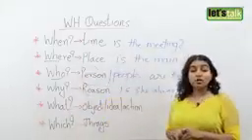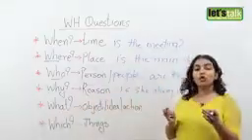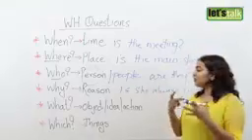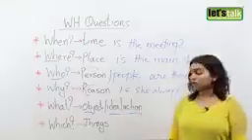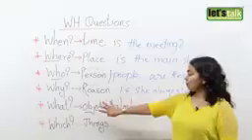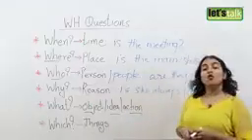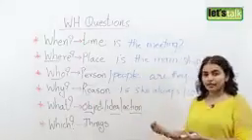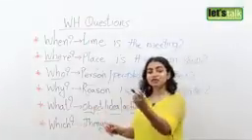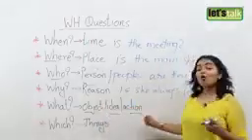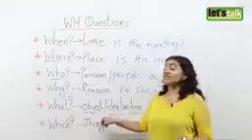Our next WH question is what. Now the question what always denotes or gives you information about an object, an idea, or an action. So let's deal with each of these parts one at a time. So if I'm talking about an object, I could say, what is she doing? Or what is she eating? We're talking about a specific thing that a person is doing. So it could be an object or an action. Or I could say, what is the plan? I talk about an idea.